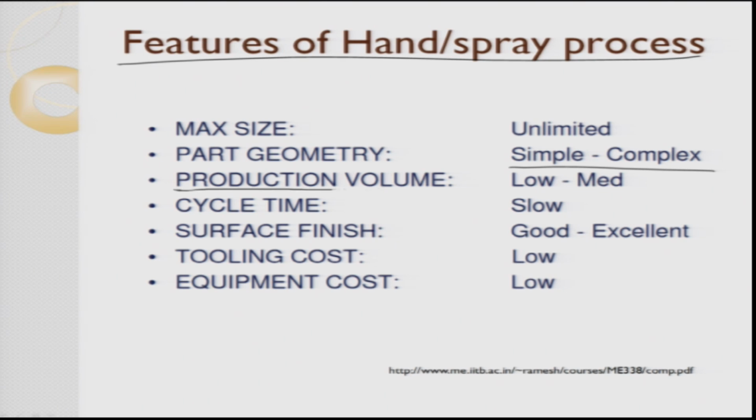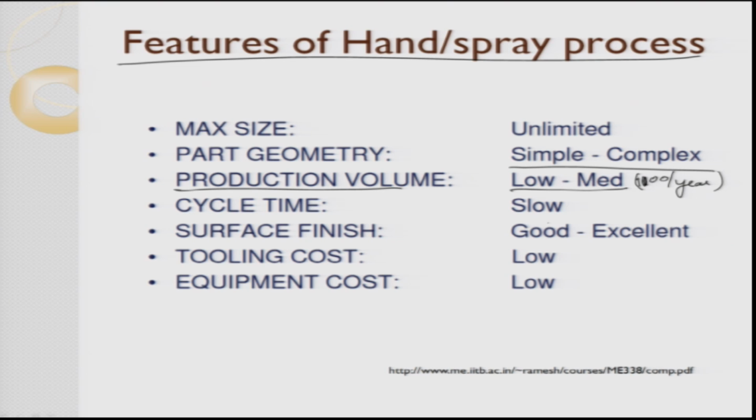The production volume is always low to medium. That means we are not expecting more than 100 per year or 1000 per year. These are the numbers we are typically looking at. The cycle time is very slow. Sometimes, if you have a very large component, it takes several days to form, right.